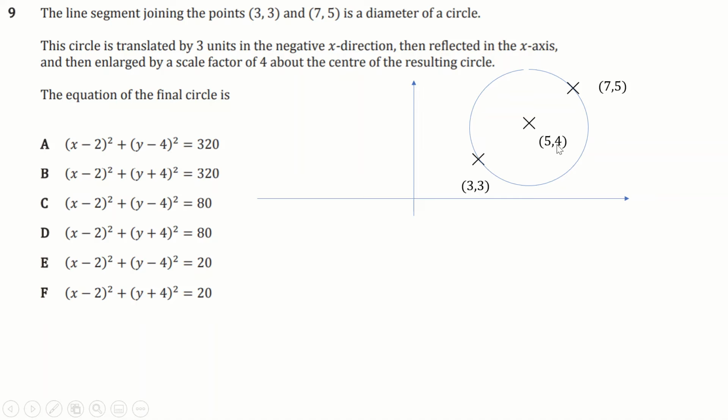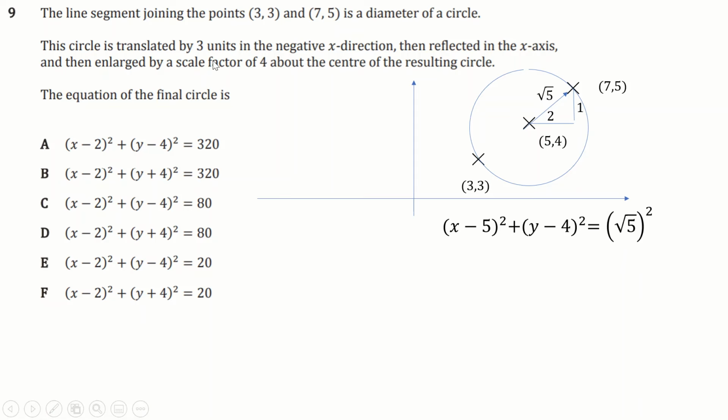And now what's the radius of the circle? Well, I can just work out the distance from the center to the edge, which is going to be 2 across from 5 to 7, 1 up. So the radius is root 5. And so the equation of this circle is (x minus 5) squared plus (y minus 4) squared equals root 5 squared. Now I could write this as 5. I'm not going to, and I'll explain why in a second.